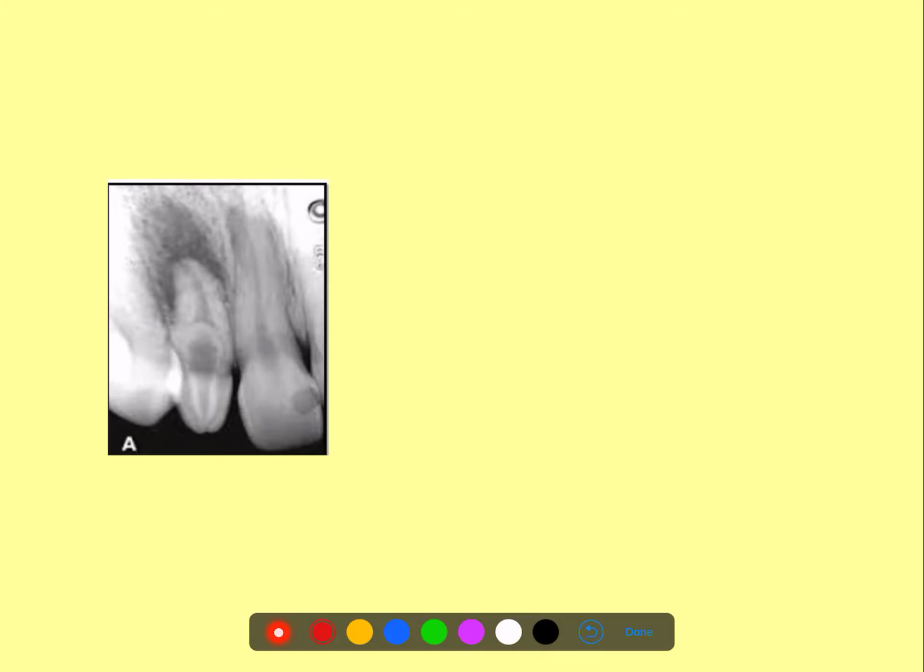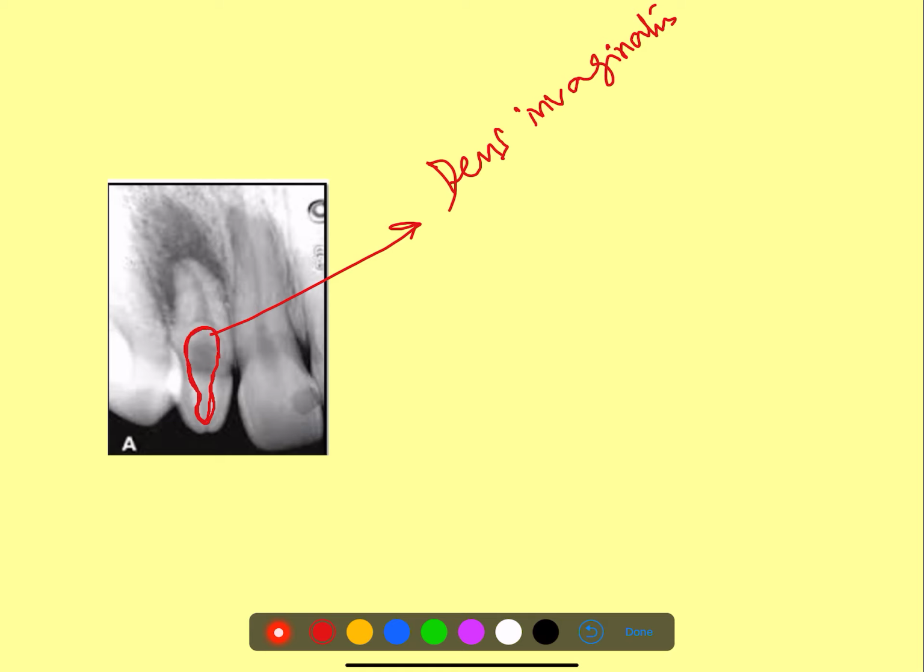So what is this thing? This radiographic appearance is dens invaginatus. You can see here the radio-opacity of the tooth, which is inverted or invaginated into the tooth. So don't confuse it with internal resorption. This is dens invaginatus, which is given in the textbook.